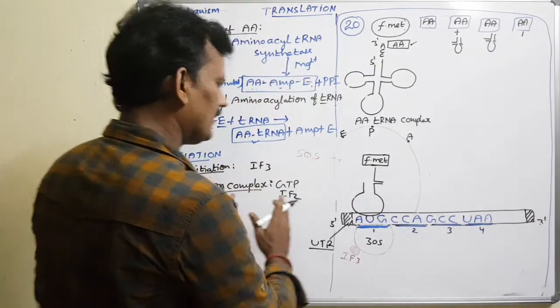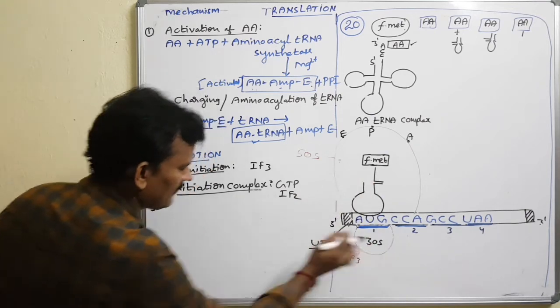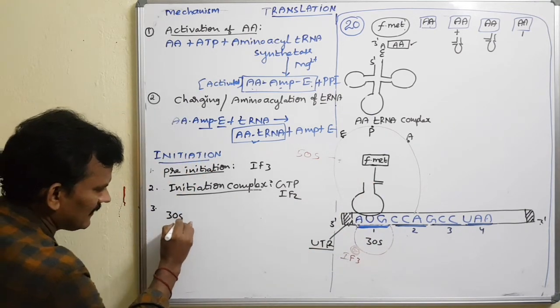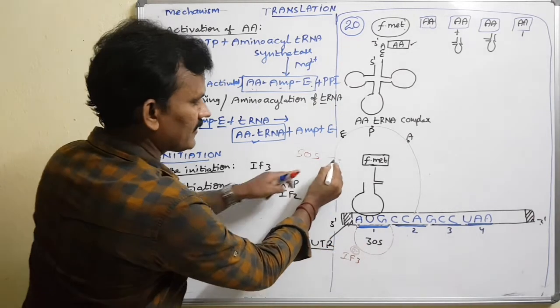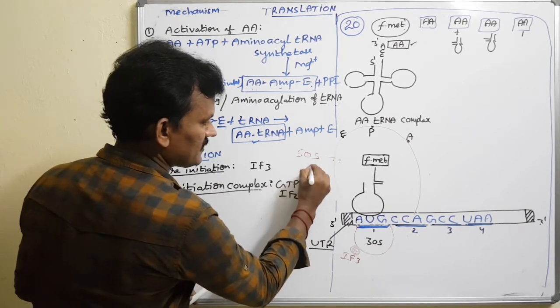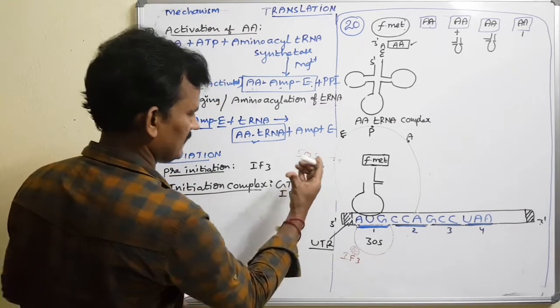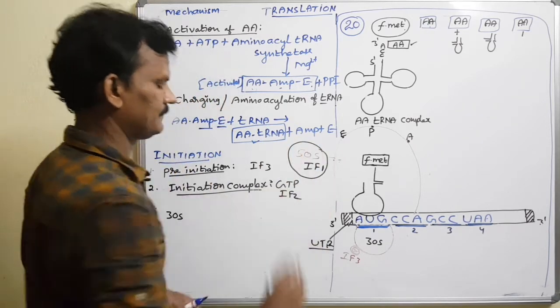It can be written in a representation like this. So it is 30S, yes, and the 50S is bound. What factor is needed? It also requires an initiation factor. So initiation factor 1 is needed.